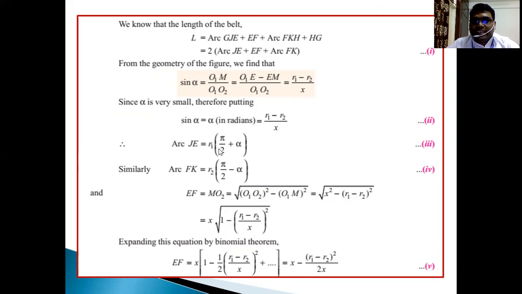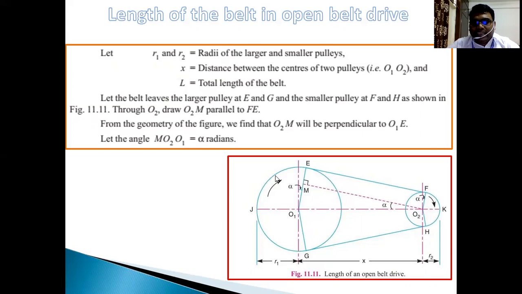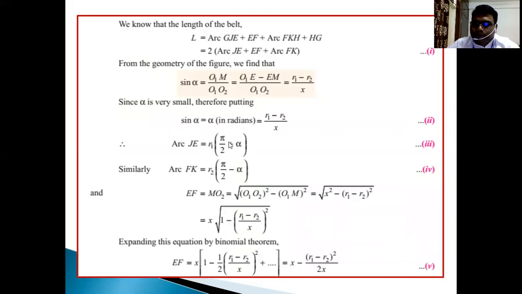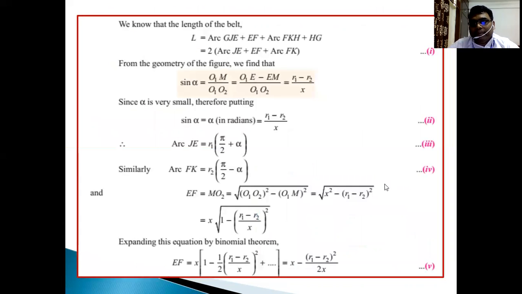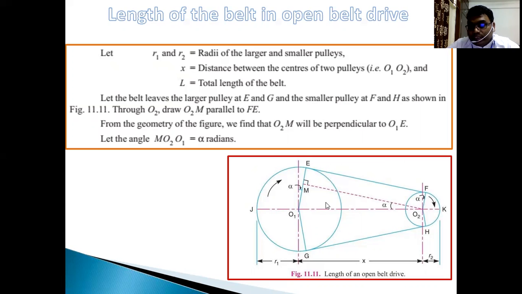So arc JE is equal to R1 times (pi by 2 plus alpha), and FK I already explained to you. This one is (pi by 2 minus alpha) into R2. So EF is equal to MO2. How can we calculate that? You need to do this one.